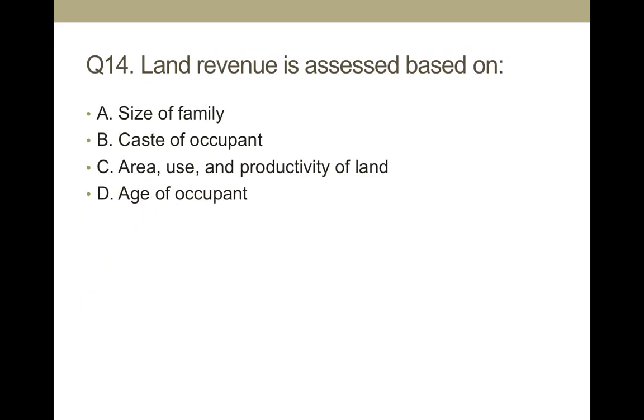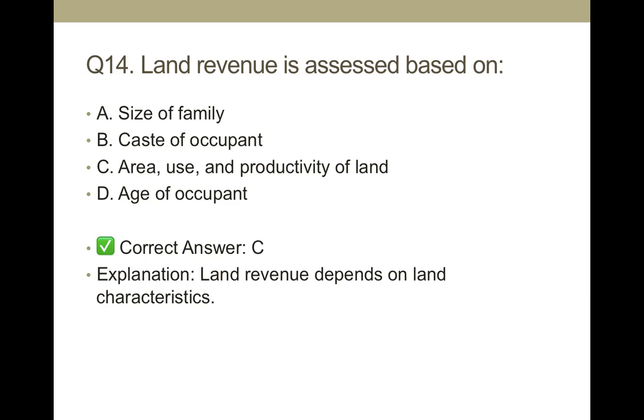Question 14. Land revenue is assessed based on option A, size of family, option B, caste of occupant, option C, area, use and productivity of the land, and option D, age of the occupant. So correct answer is option C, that is land revenue depends on the land characteristics.